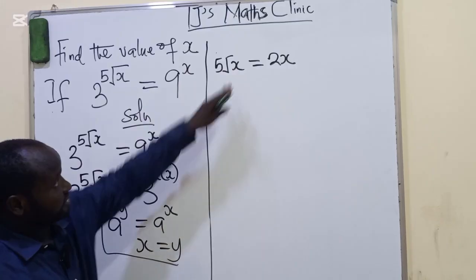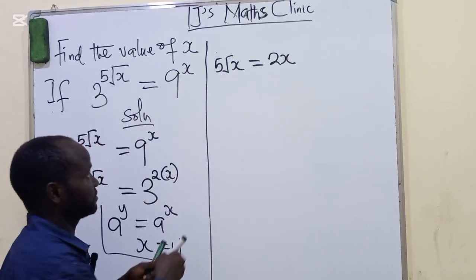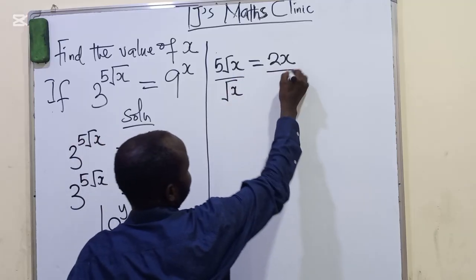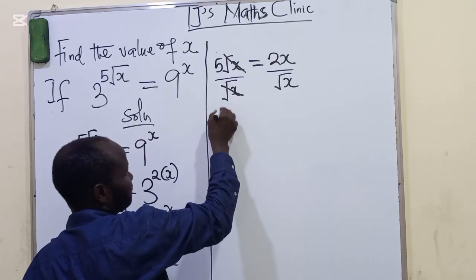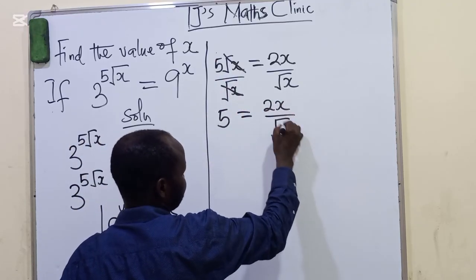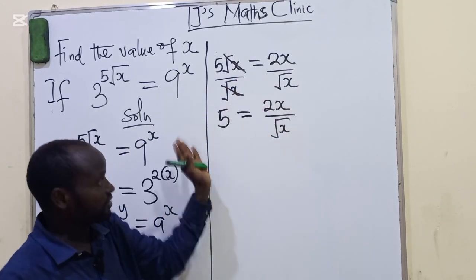First thing to do here, let's try to isolate x on one side and this 5 and 2 on the other side. To achieve that, let's divide both sides first by root x, such that this will divide this. We're left with 5 equals 2x divided by root x. The next thing to do is to remove this 2. To remove this 2, we divide both sides by 2.